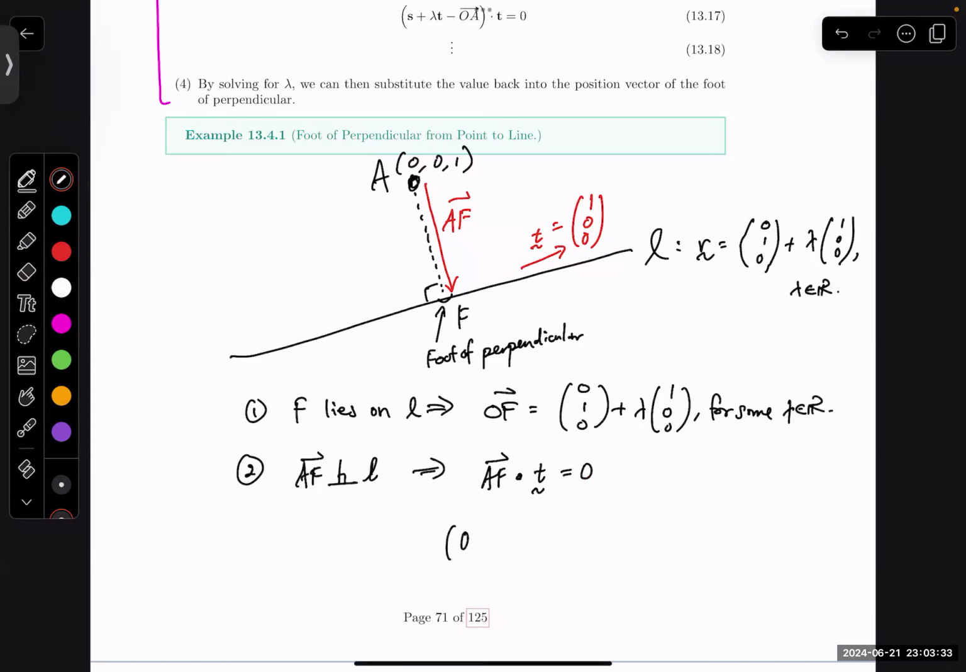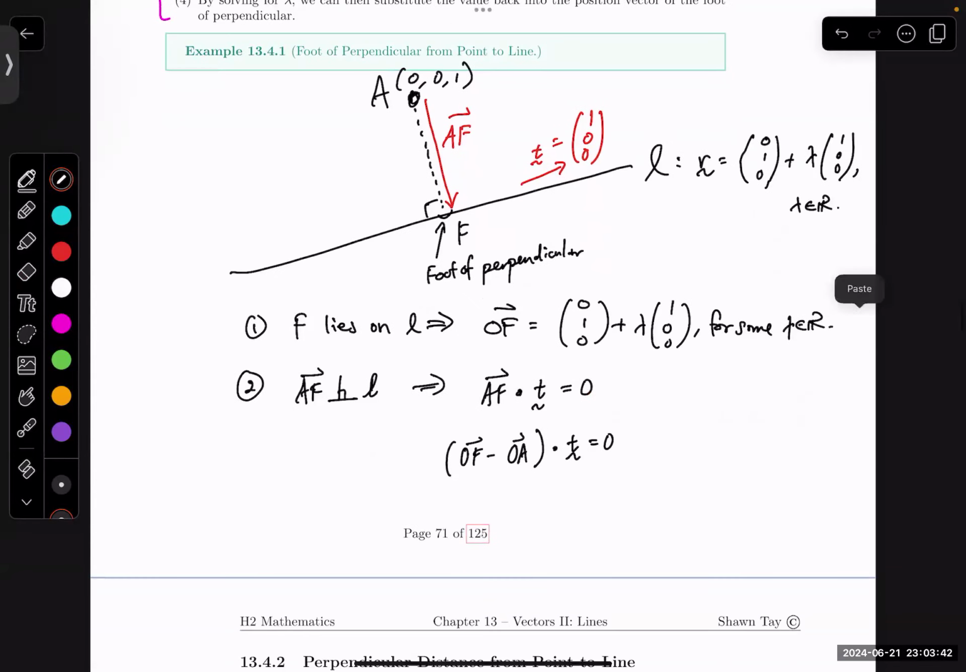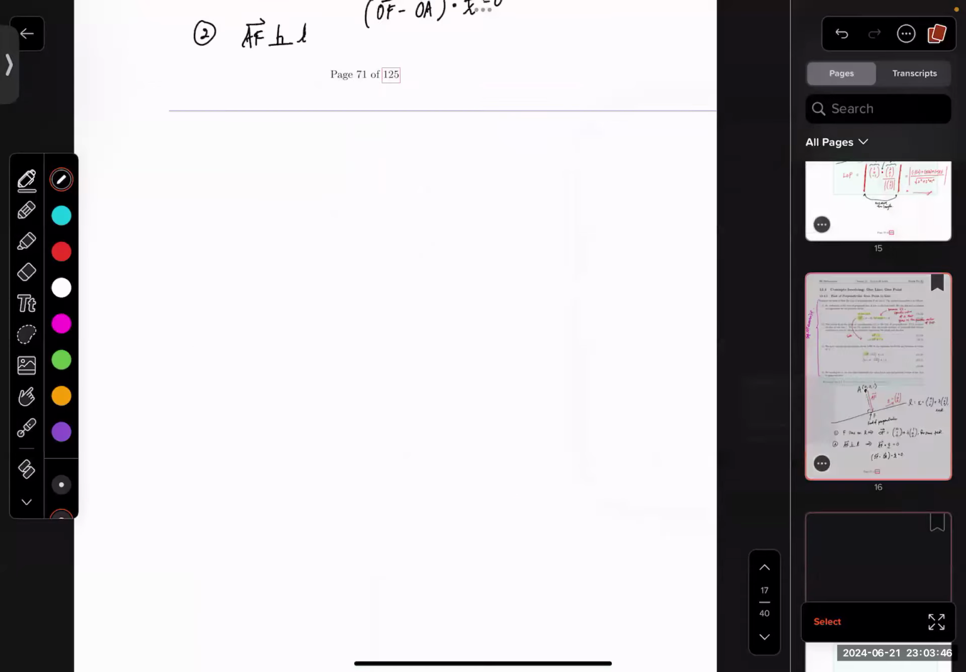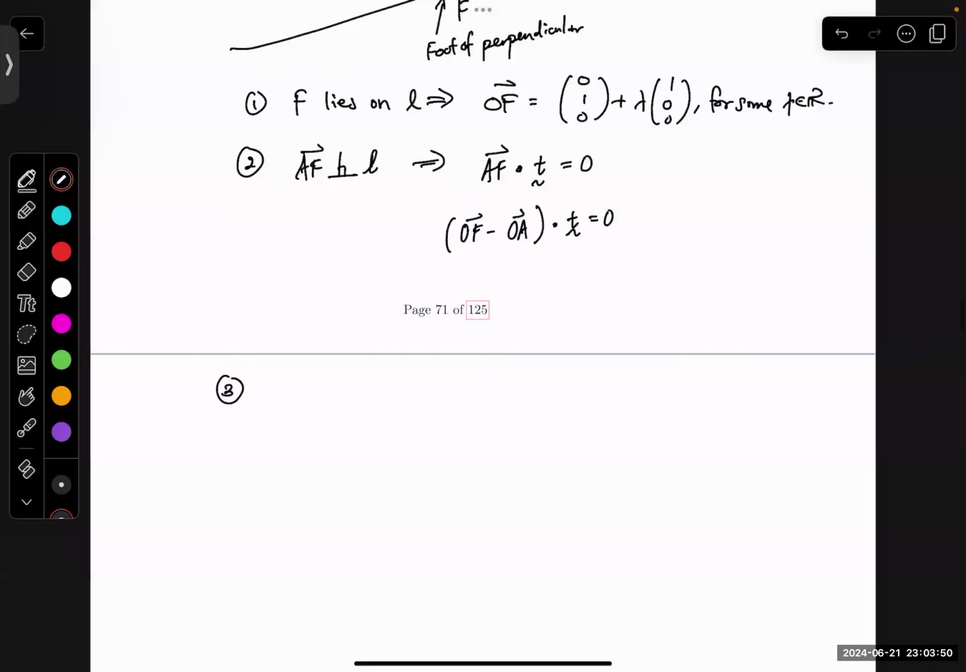Vector AF is vector OF minus vector OA. So we have this equation. Then let me add a page. So step 3: you sub the vector OF into the equation that you just got.